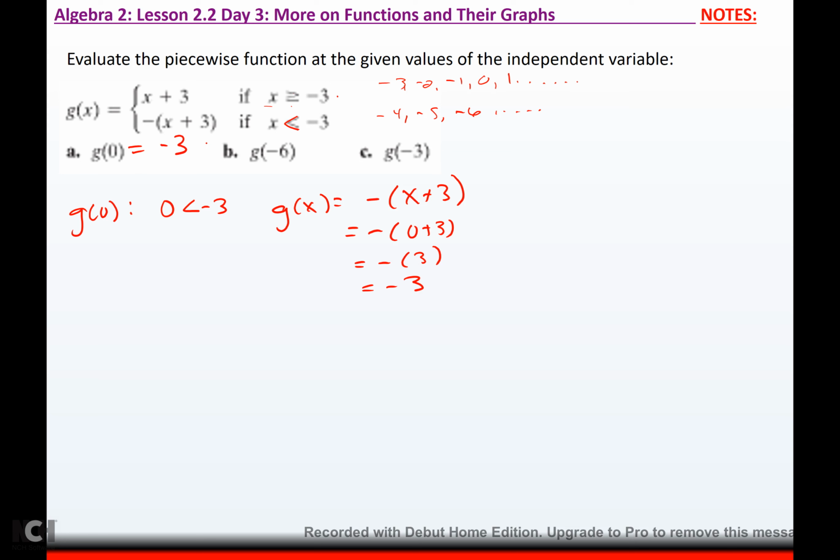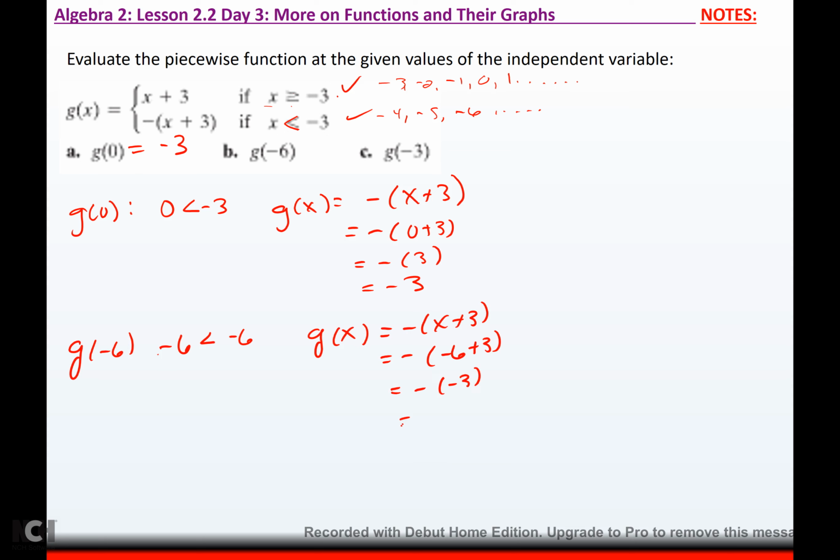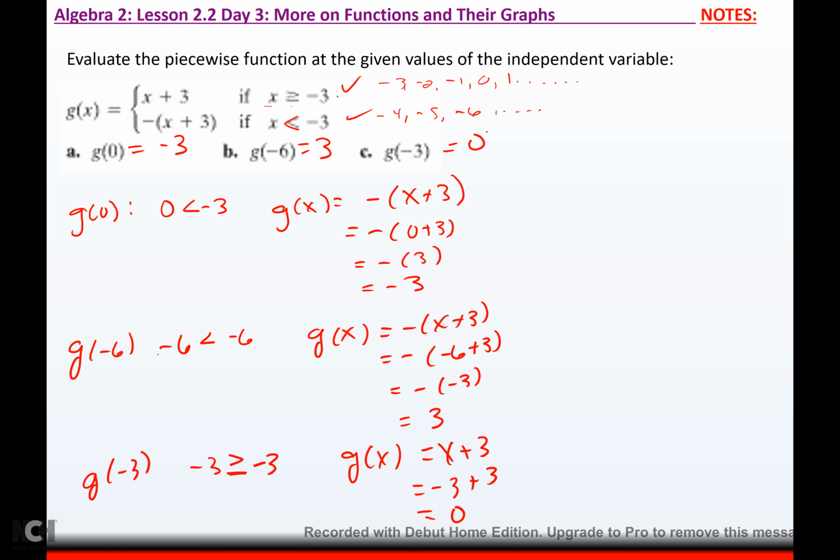To find g of -6, I've got to see which condition -6 meets. And -6 is less than -3, so I'm using g of x equals -x plus 3. That's going to be negative -6 plus 3, which is going to be 6 plus 3, which is 9. And then to find g of -3, -3 is not greater than, but it is equal to -3, so I use g of x equals x plus 3, which equals -3 plus 3, which equals 0. And there you go.